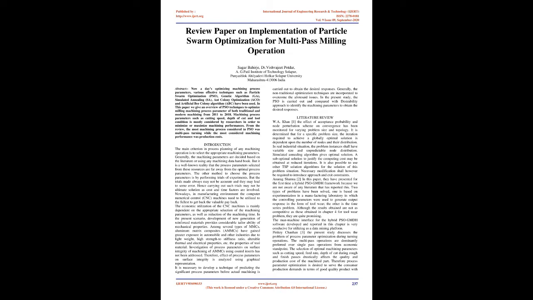Generally, the machining parameters are decided based on the literature or using any machining data handbook. But it is a well-known reality that the process parameters selected from these resources are far away from the optimal process parameters. The other method to choose the process parameters is by performing trials of experiments. But the trials made always may not be accurate and they may lead to some error. Hence carrying out such trials may not be the ultimate solution as cost and time factors are involved.